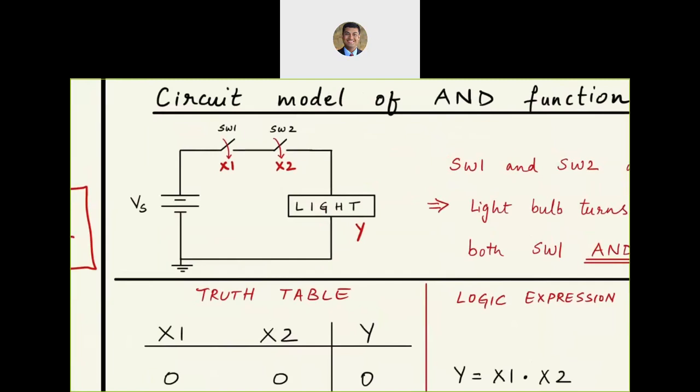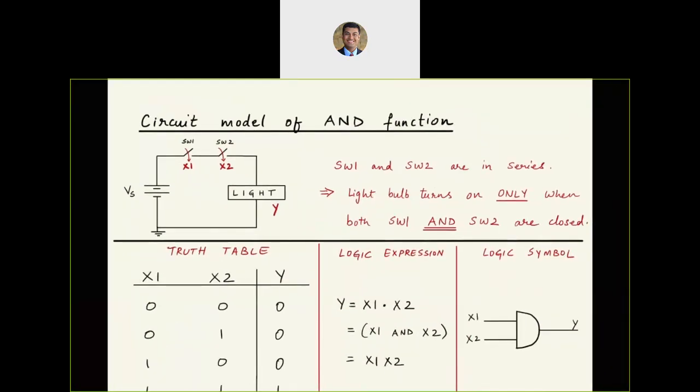So for AND, what do we have? We have two switches, and the keyword over here is going to be series. Two switches that are in series, or for that matter, any number of switches that are in series, will give you AND functionality. Because for the light to turn on, switch 1 has to close and switch 2 has to close and switch 3 has to close. All the switches have to be closed. Only then the light will turn on. If even one of them is off or open, the light will be off. So the keyword here is for the AND logic function, we have switches that are in series.